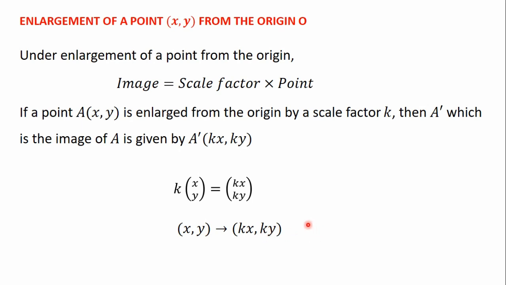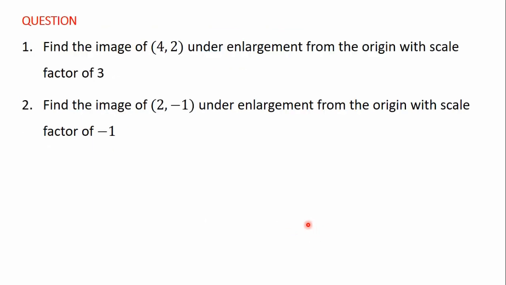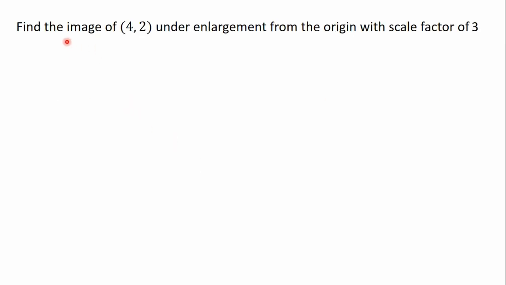Now let's apply this to solve some questions. We have two questions here and we are going to solve them one after the other. Let's begin with the first one. Find the image of (4, 2) under enlargement from the origin with scale factor of 3. So the point is (4, 2) and the scale factor is 3.